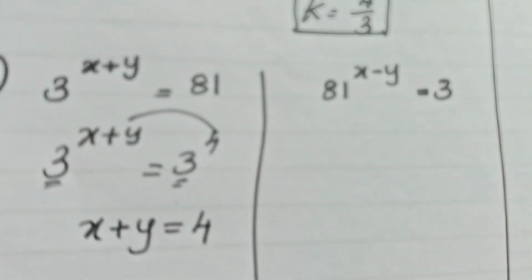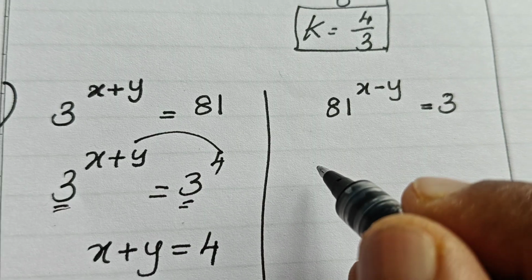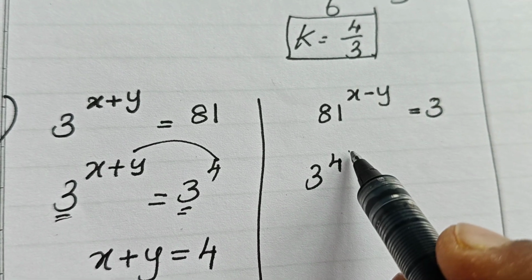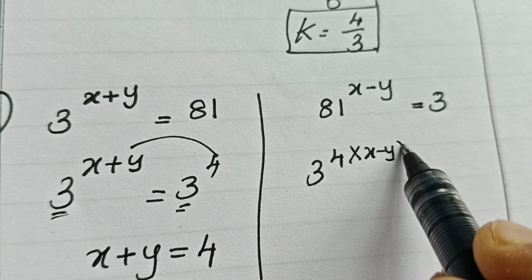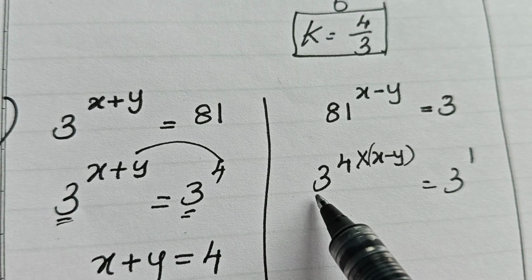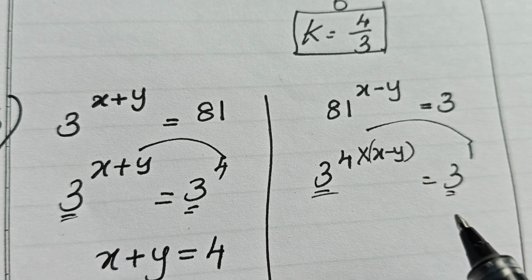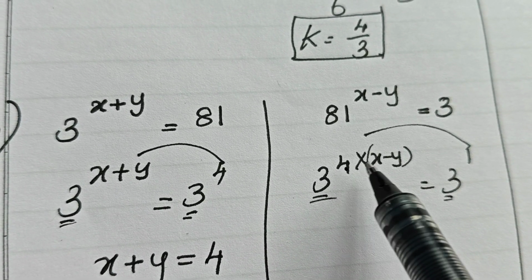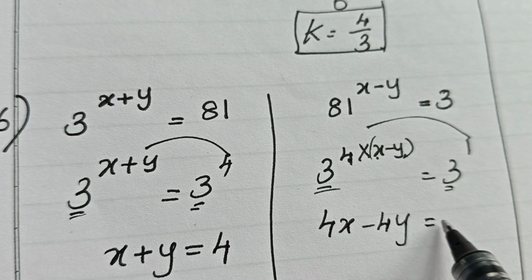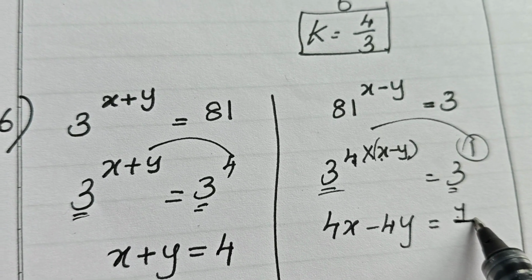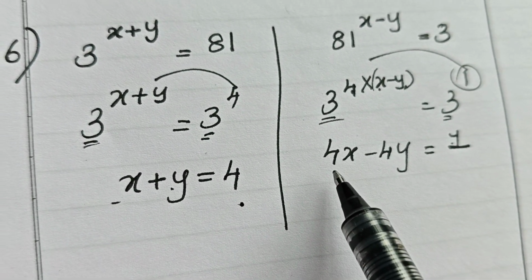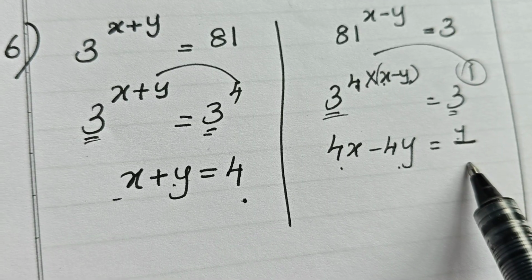Now go to equation 2. Again the same thing, 81. I can consider 81 as 3 power 4. Already the power x minus y is there, so it will be the product 4 into x minus y, equal to 3. 3 means 3 power 1. Now you compare, the base is same, the power will also be same. What is the power here? 4 into x minus y. So 4x minus 4y equal to 1. So equation 1 is x plus y equal to 4. Equation 2 is 4x minus 4y equal to 1.